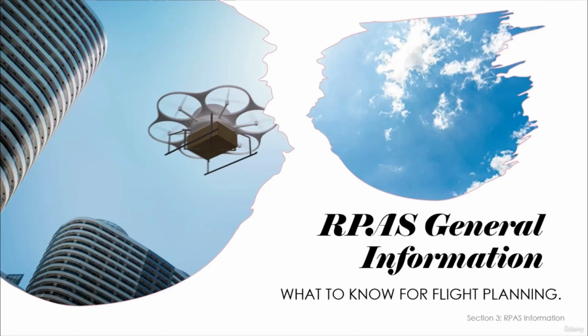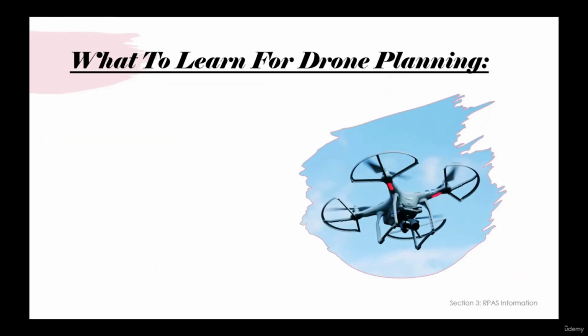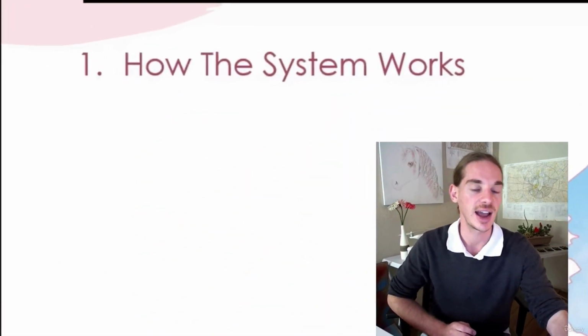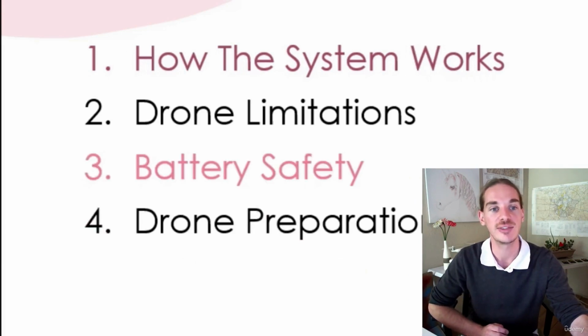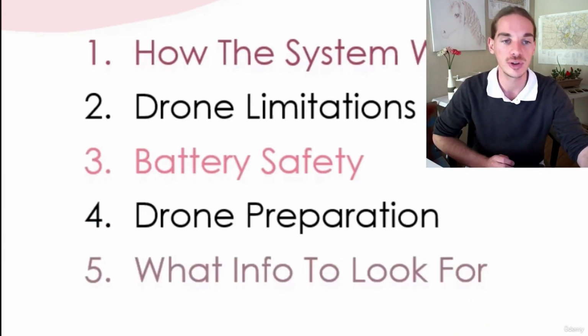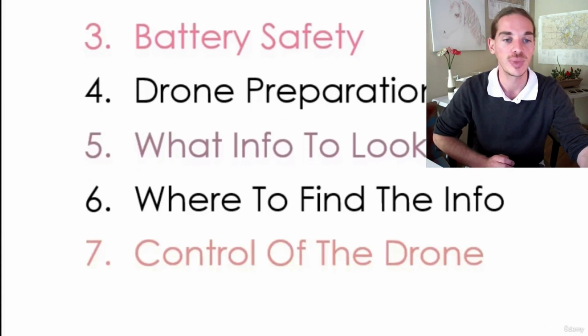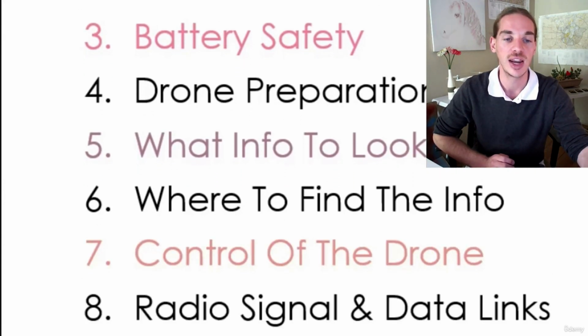from section 3 RPAS information, this is where you're going to identify things such as what to know for flight planning. What that means is what you're going to be learning for drone planning. It's going into things like how the system works, your drone limitations, battery safety, drone preparation, what info to look for, where to find the info, control of the drone, and radio signal and data links. If none of that stuff makes sense to you right now, don't worry, it's going to be covered in the next section.